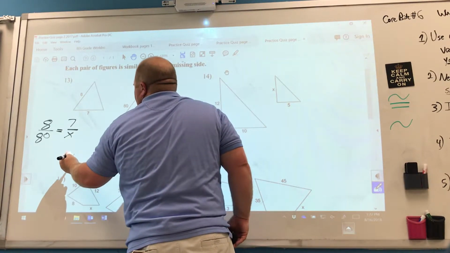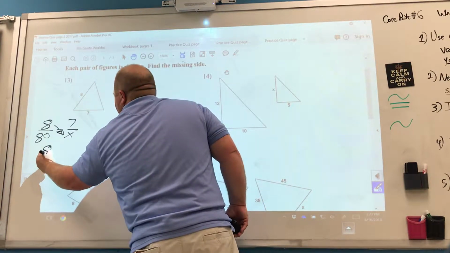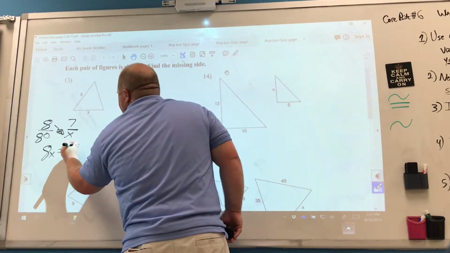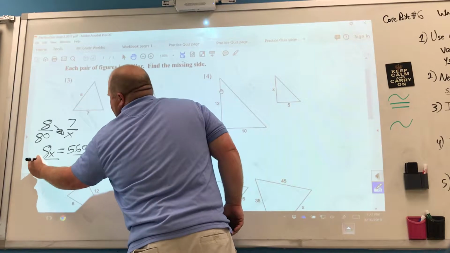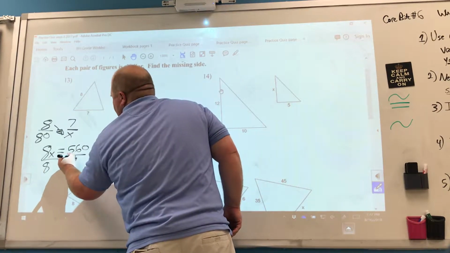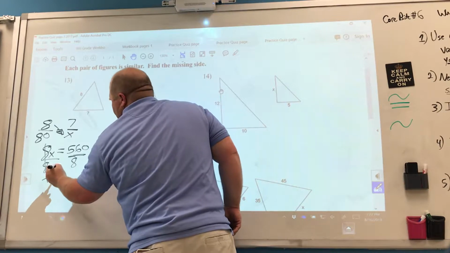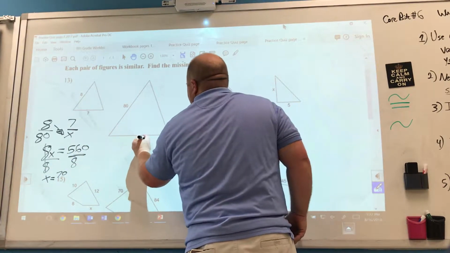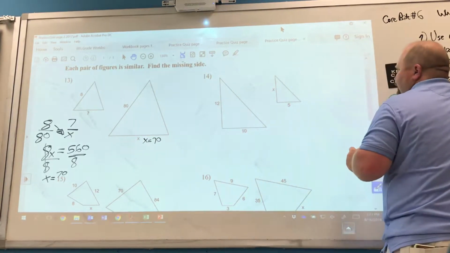Now we cross multiply. 8 times X is 8X, and that is equal to 80 times 7, which is 560. We've got a one-step equation, so we need to divide both sides by 8. The 8's cancel, X equals 70. So X equals 70.